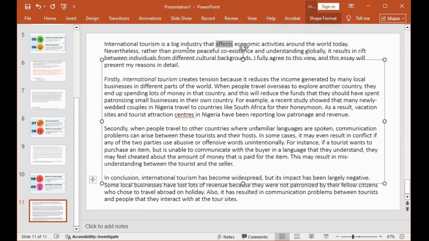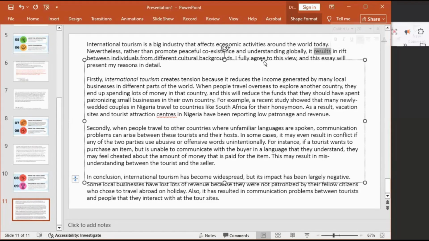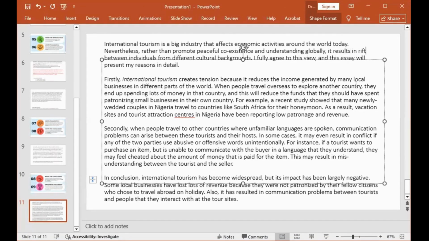Nevertheless, rather than promote peaceful coexistence and understanding globally, it results in, can you see? It's still the same tense, present simple tense. In rifts, I think this word should be plural, because it's not one rift, it's many. It's not happening just in one place, many places. So you see, correction. It results in rifts between individuals from different cultural backgrounds. I fully agree to this view, and this essay will present my reasons in detail.